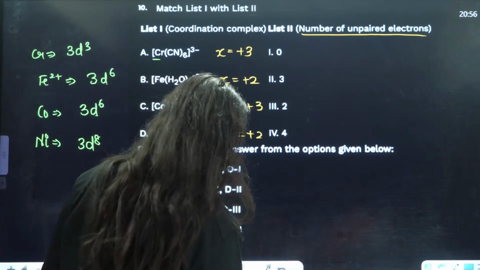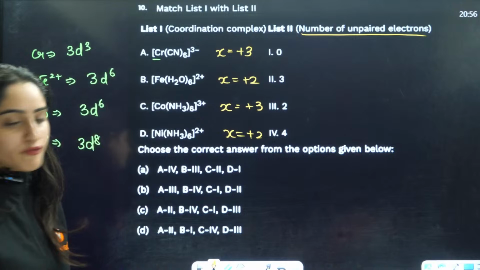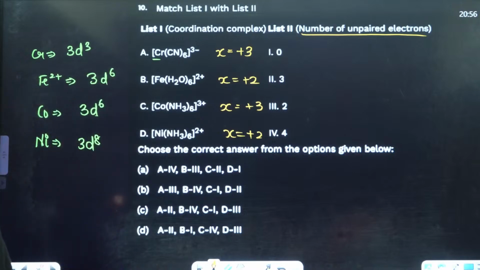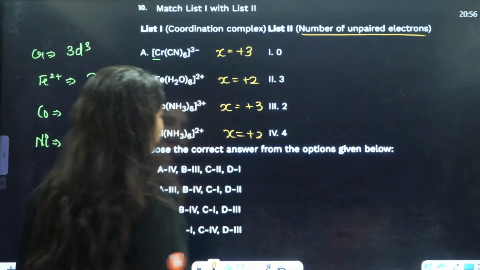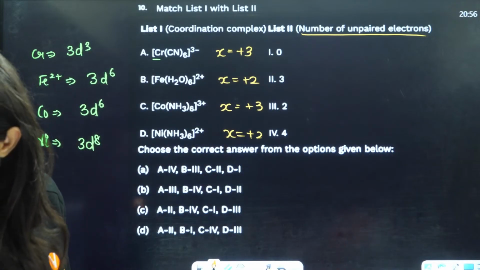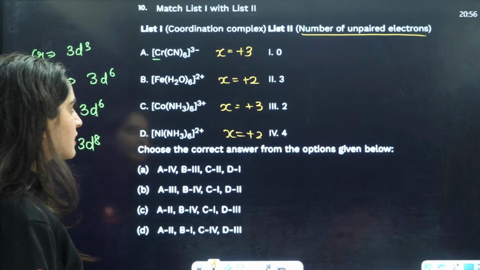Now tell me which of the following is a strong field ligand and which is a weak field ligand. Yes, everybody? Everybody in the comment section. Yes, students. Okay, let us see this here. Everybody, D. Okay, let us see.